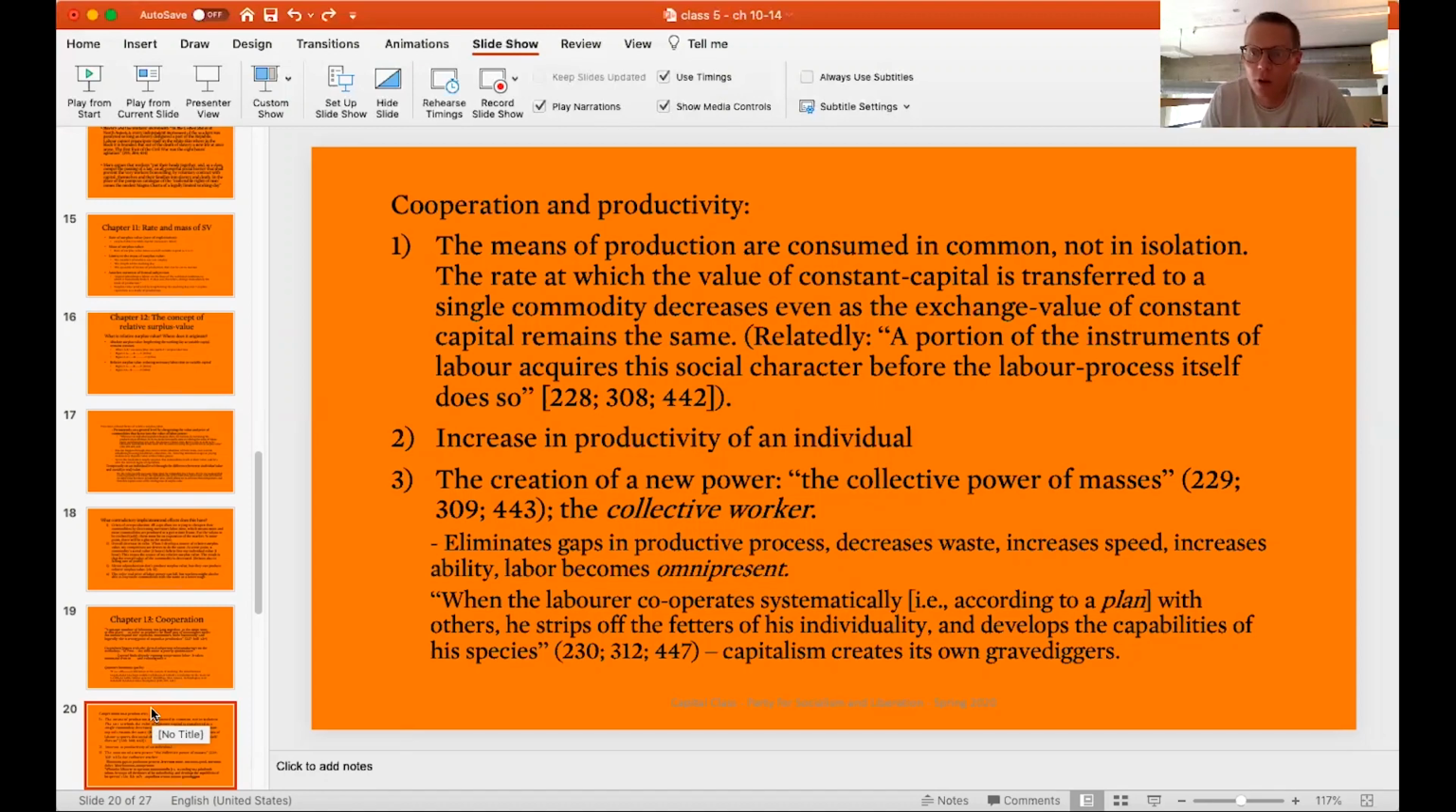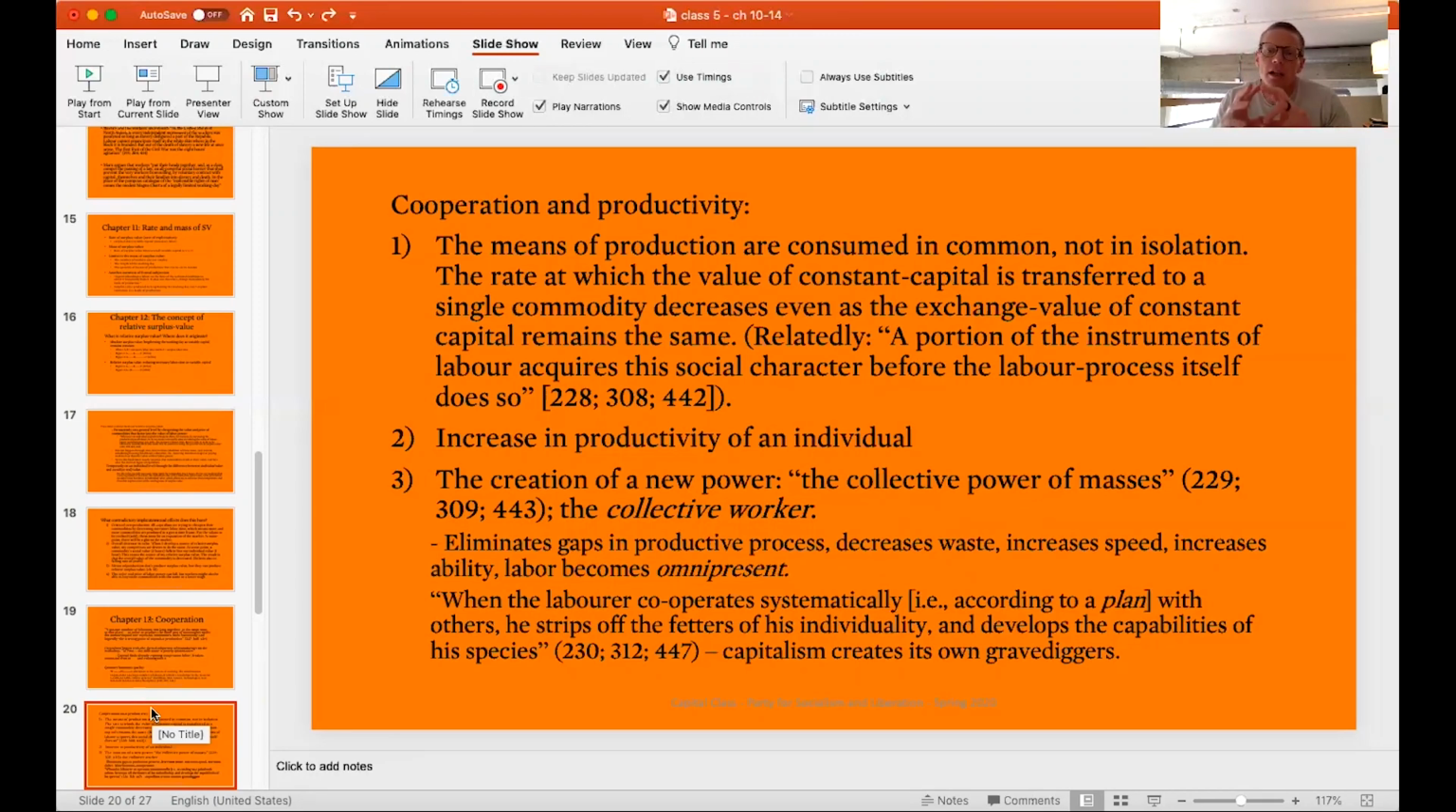So the individual working together with others is themselves more compelled to work, right? There's something that happens when humans are working with others. Although again, this is a tendency, right? It's not like a deterministic law. And there's importantly the creation of a new power, the collective power of the masses, or the collective worker, right?